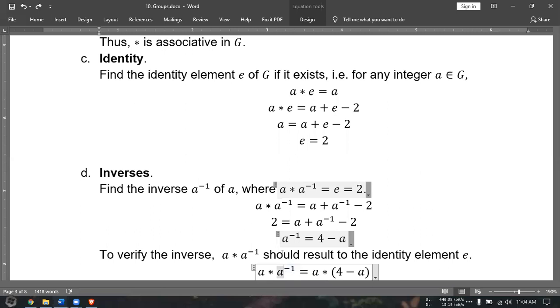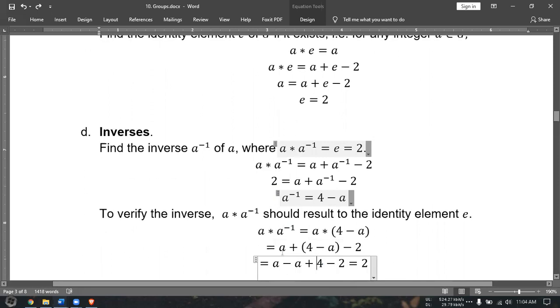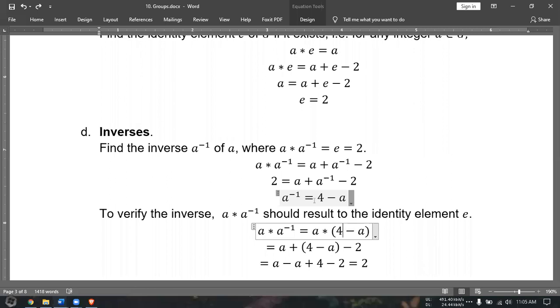Let's test if this is true. A star the inverse of A, where the inverse of A is given by 4 minus A. Applying the binary operation, we have A plus 4 minus A minus 2. A minus A cancels, and 4 minus 2 is 2. And 2 here is our identity element. Therefore, this is actually our inverse, 4 minus A.